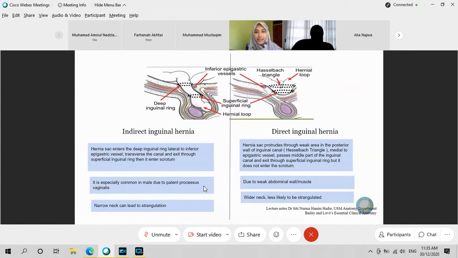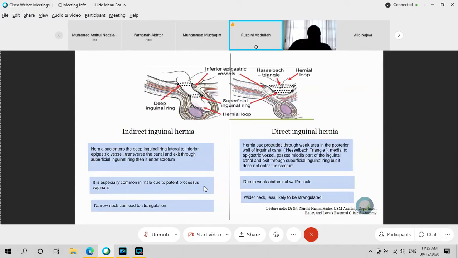Continue. Okay, so direct inguinal hernia is a hernia sac that protrudes through a weak area in the posterior wall of the inguinal canal, which is known as the Hesselbach triangle. I hope everyone can remember what the Hesselbach triangle is. It is medial to the epigastric vessel. It passes through the middle part of the inguinal canal and exits to the superficial inguinal ring, but it does not enter the scrotum, so you can differentiate between the two. I made it as a comparison already.